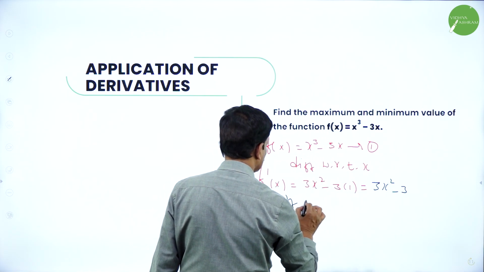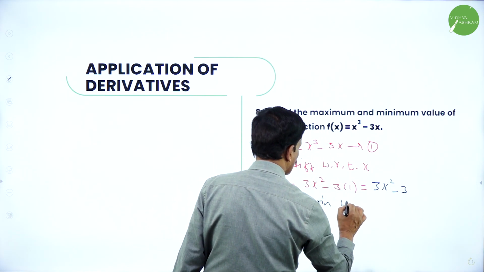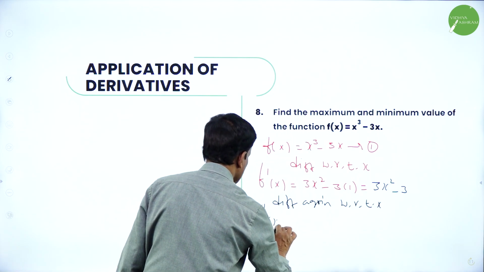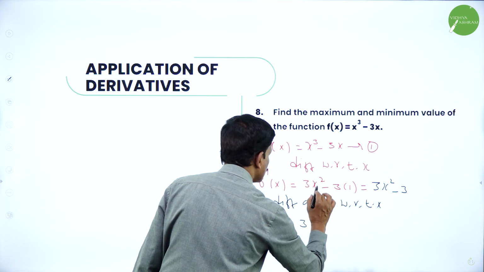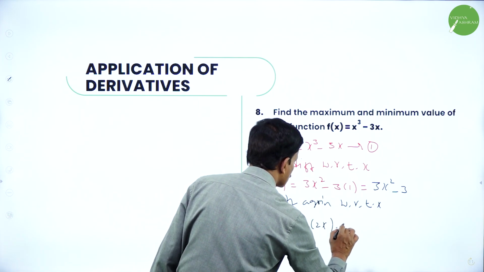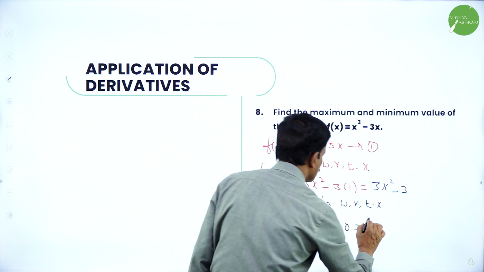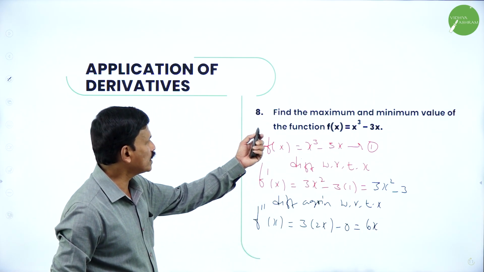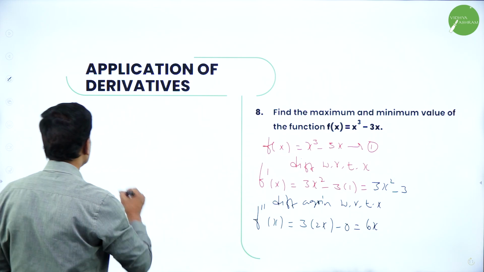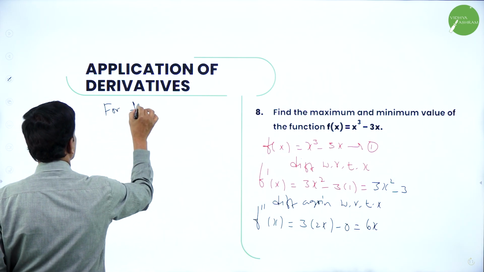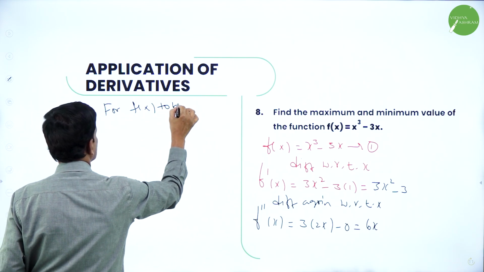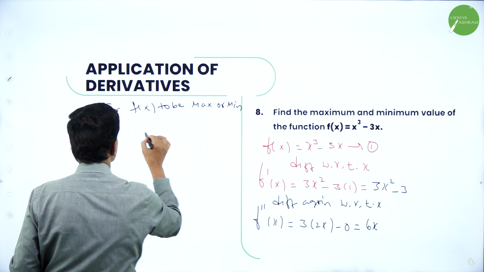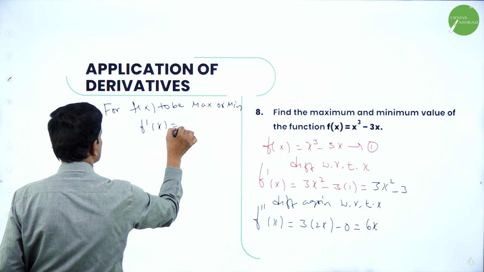Differentiate again with respect to x. What you will get? f double dash x is equal to 3 into differentiation of x square is 2x minus 0, that's equal to 6x. Right. Now what is to find? Find the maximum and minimum value. For f of x to be maximum or minimum, f dash of x is equal to 0.